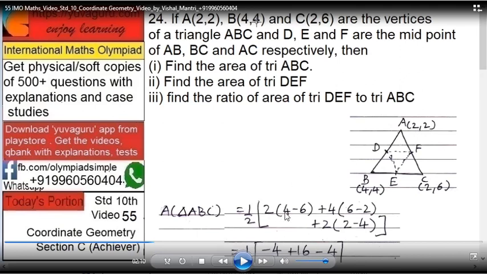x1 into y2 minus y3 plus x2 into y3 minus y1 plus x3 into y1 minus y2, right? Solve this for ABC now. Just find out the area of ABC.